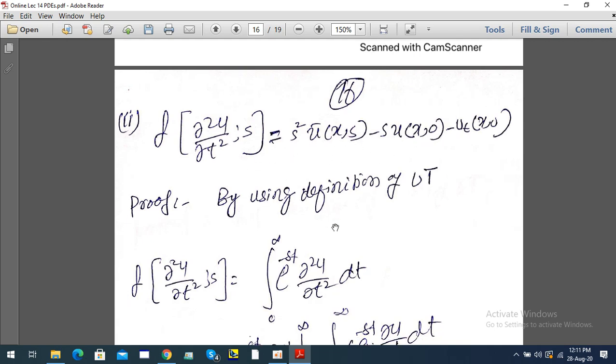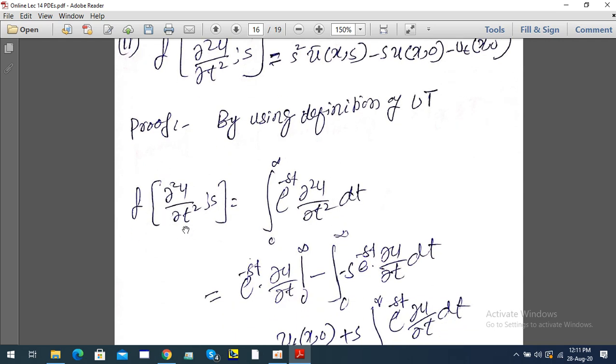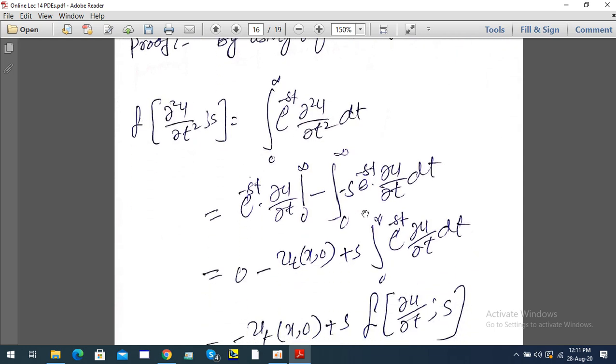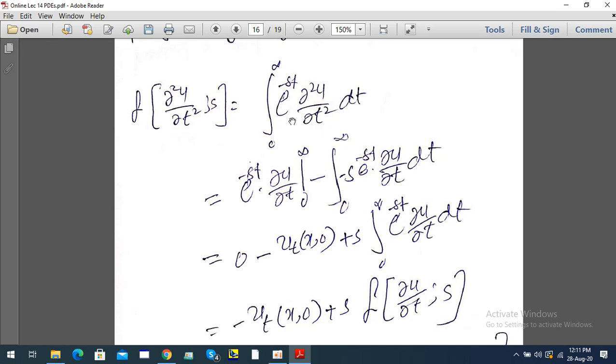By the definition of the Laplace transform, the Laplace of partial square u by partial t square is the integral from 0 to infinity of e^(-st) f(t) dt, where f(t) is partial square u by partial t square. To find this integral, I integrate the second function as it is, so one power will vanish: partial u by partial t, with limits 0 to infinity, minus the integral of partial u by partial t times the derivative of e^(-st), which is minus s e^(-st).